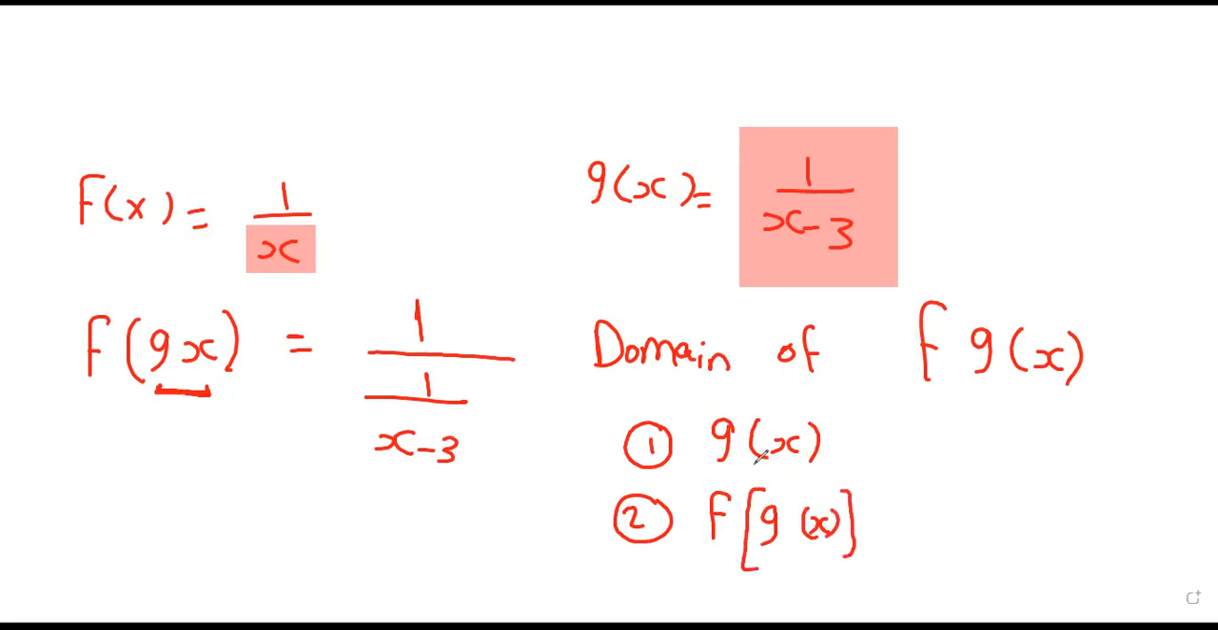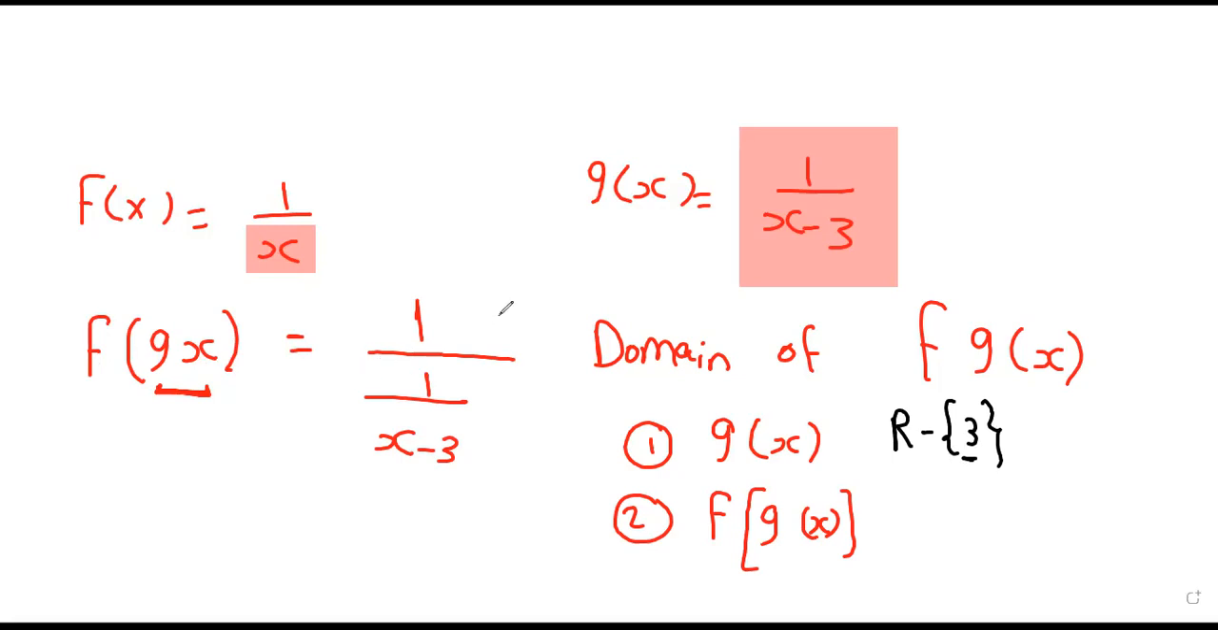Okay. So what is the domain of g of x? Let's go back to g of x, which is R minus 3, or real values except 3. And what is the domain of f of g of x? So we have a value of x we couldn't find, which is 3 in g of x. And what about f of g of x? Let's simplify it.